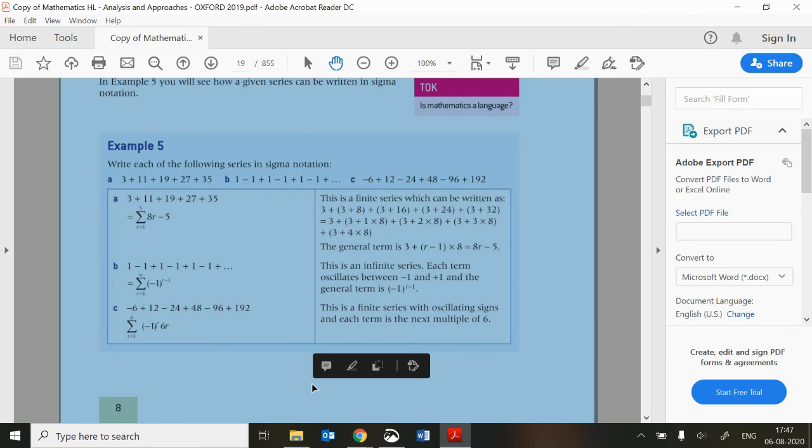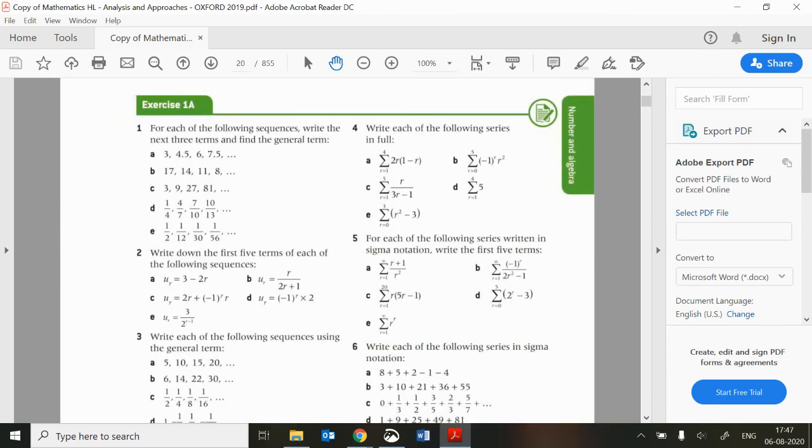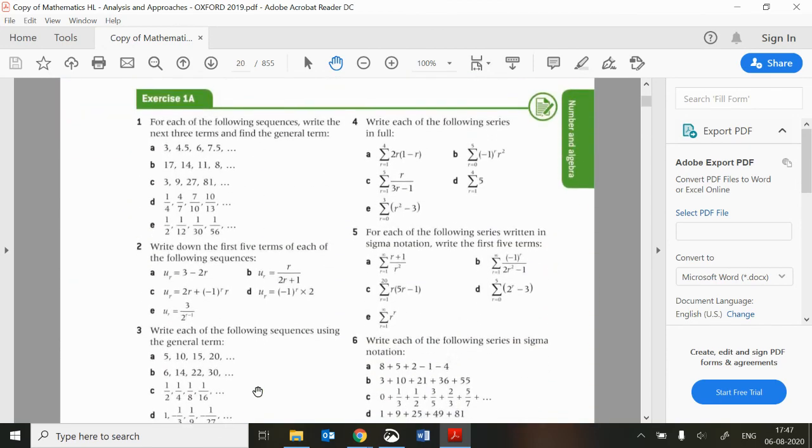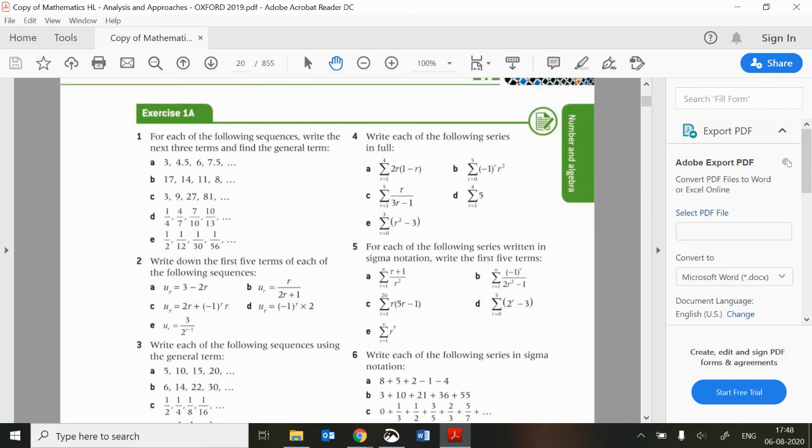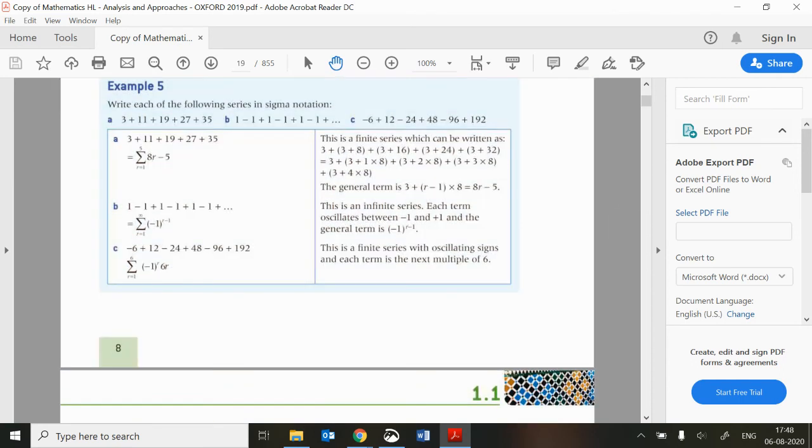Okay, so just to have a look, exercise 1A, you've got 6 questions there. Again, got the answers in the back of the book to check, but the online version is much better. Obviously, get a copy of the book.